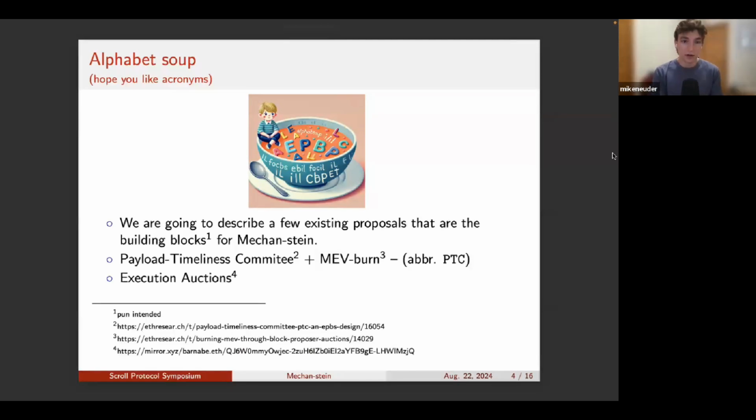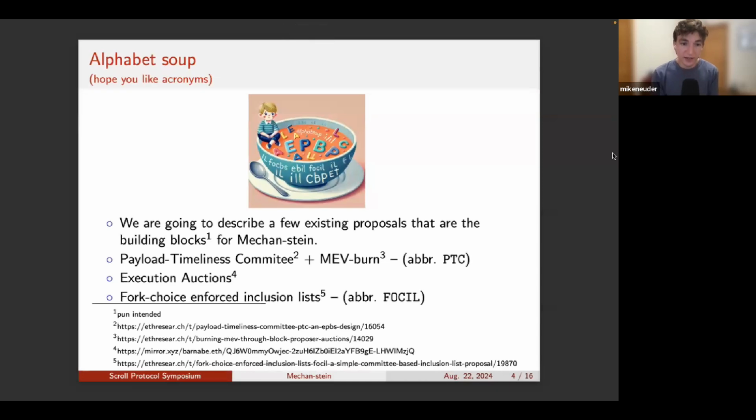Execution auctions are a similar idea to the PBS auctions that we see today, but instead of selling the block during the slot itself, the auction takes place beforehand. This is a newer concept that people have been playing with, but the idea of selling a slot instead of a block, meaning you just buy the rights to produce a block rather than committing to the specific block contents, is the important distinction there. And we'll go through that.